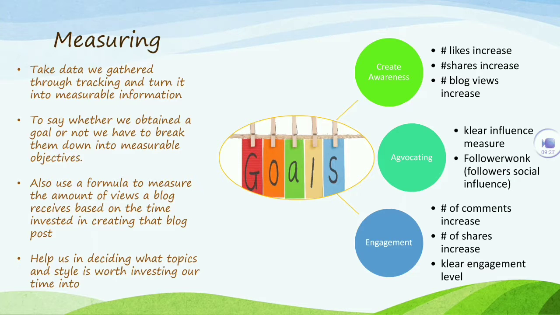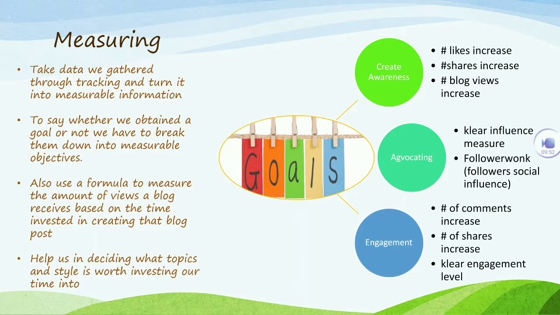To measure whether we are achieving our goal of advocating, we will use the Klear influence measure, and we will also use the Followerwonk social influence measure. To see if we are meeting our goal of engagement, we will monitor the number of comments to see if they increase. We also want to see the number of shares increase, and again, we will look at the engagement level provided by the Klear analytics tool.